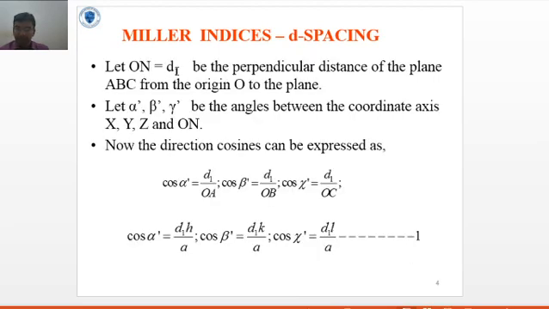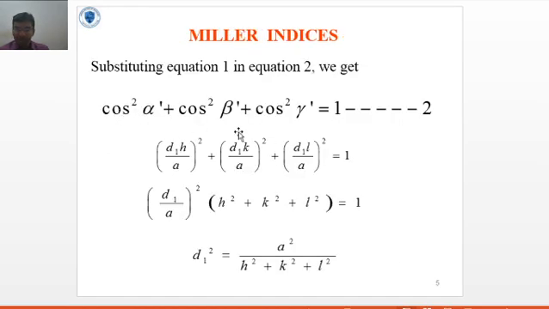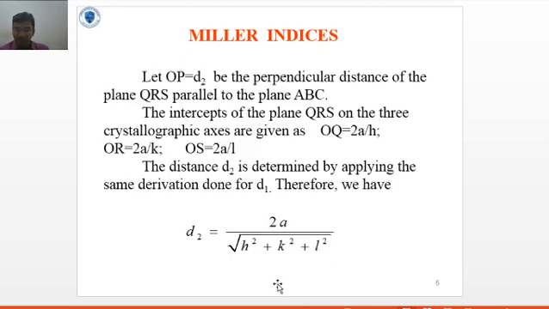ON is equivalent to d1. So what is cos alpha dash? It is d1 by OA. Cos beta dash is equivalent to d1 by OB. Cos gamma dash is equivalent to d1 by OC. Now what is OA? a by h, OB is a by k and OC is a by l. Substitute, and let it be equation number 1. According to the cosine rule, squaring and adding, you will get this condition. Then the common terms are taken outside and you move the terms except d1 squared. So you will get d1 squared equal to a squared divided by h squared plus k squared plus l squared.